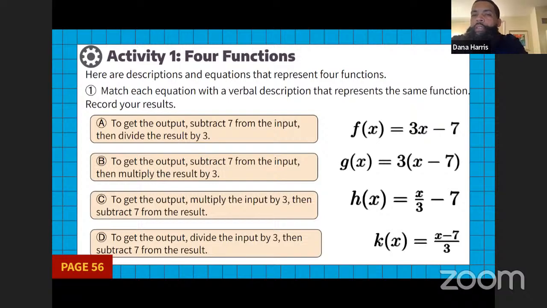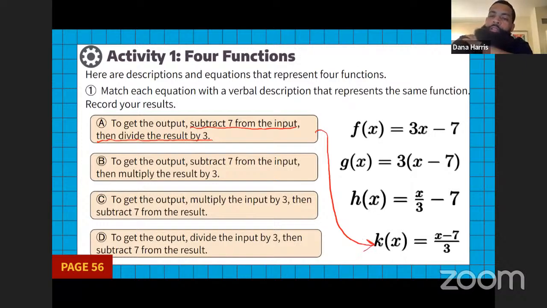It says, to get the output, subtract 7 from the input, then divide the result by 3. So we want to subtract 7 from the input, then divide the result by 3. All of these have subtracting 7 in them, but only 2 of them have subtracting 7 and also have division. So it's got to be either h of x or k of x. Now, let's look at the difference. Subtract 7 from the input, then divide the result by 3. Which one of these shows that you subtract 7 first, then you divide? That's going to be k of x.